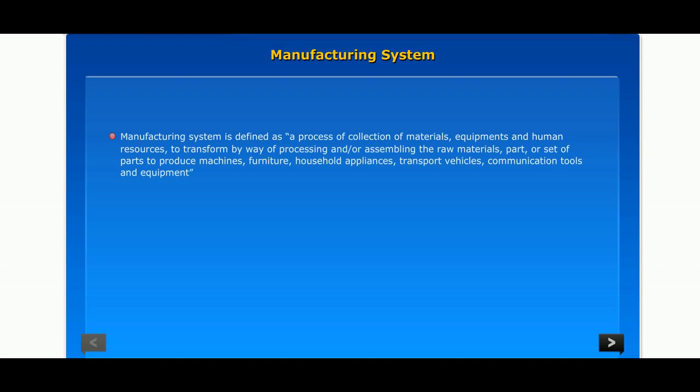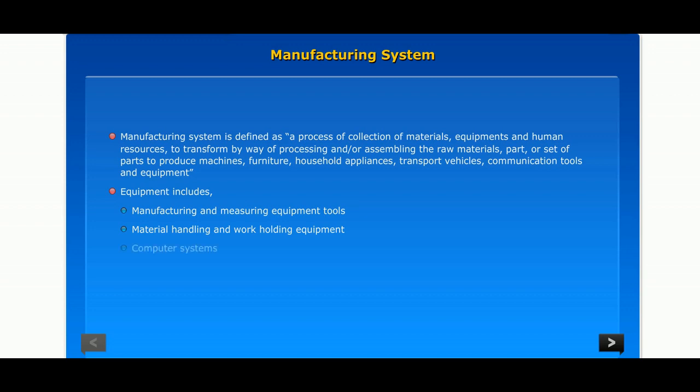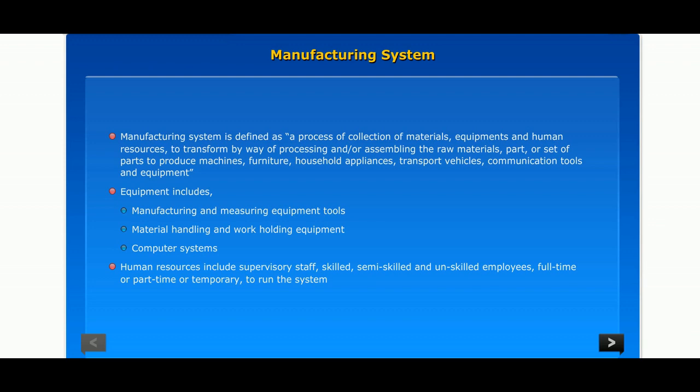Manufacturing system. Manufacturing system is defined as a process of collection of materials, equipment, and human resources to transform by way of processing and/or assembling the raw materials, part or set of parts to produce machines, furniture, household appliances, transport vehicles, communication tools and equipment. Equipment includes manufacturing and measuring equipment, tools, material handling and work holding equipment, computer systems. Human resources include supervisory staff, skilled, semi-skilled and unskilled employees, full-time or part-time or temporary to run the system.